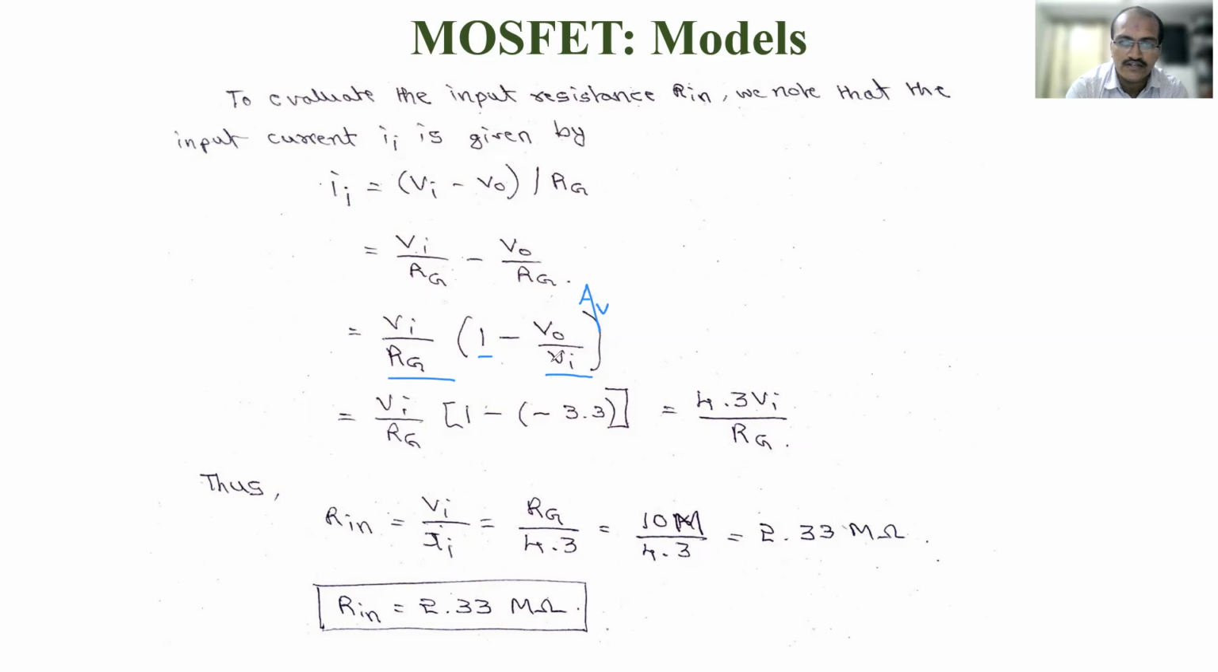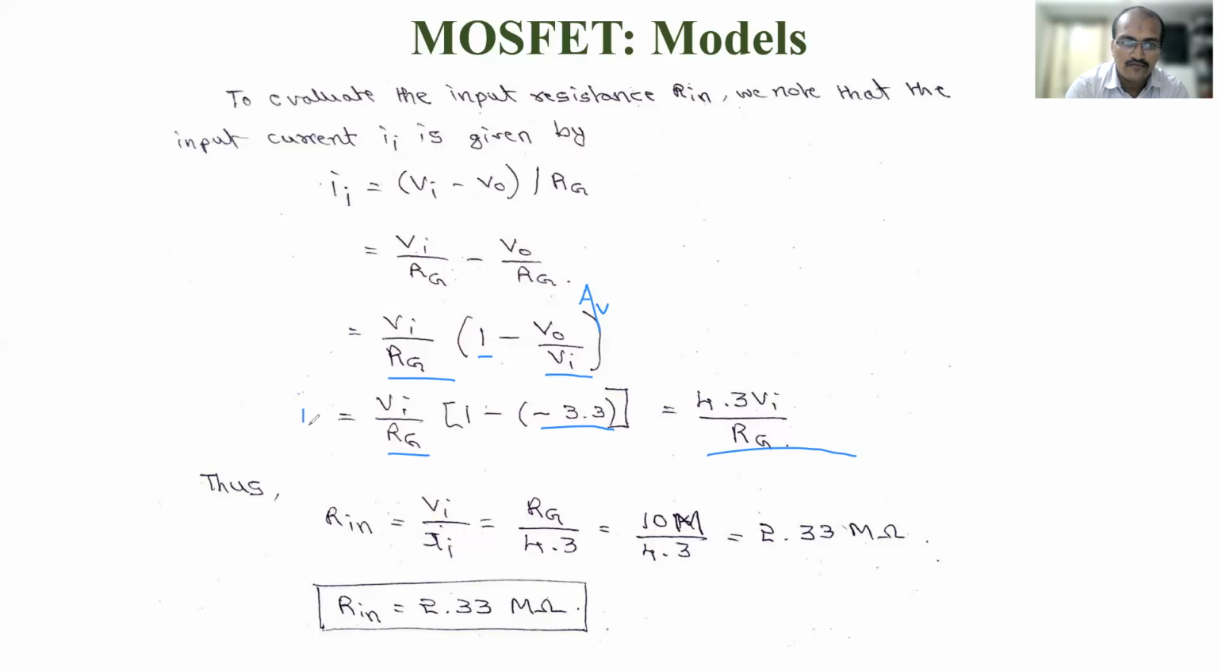For that, I did this simplification. Okay, so now I got 1 minus AV. So just AV, whatever calculated, I will substitute here. So Vi by Rg outside, 1 minus this V naught by Vi. This voltage gain is given as minus 3.3. So minus of minus plus, it becomes 4.3. Okay, so 4.3 into Vi by Rg, you will get it as current I.